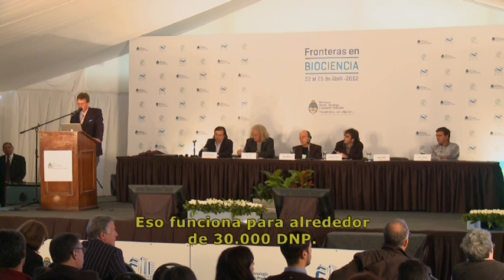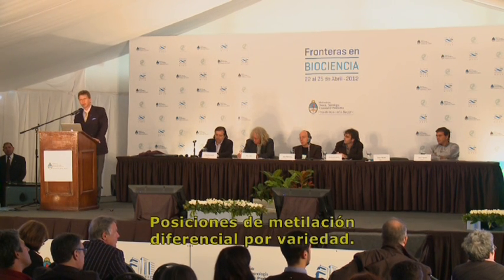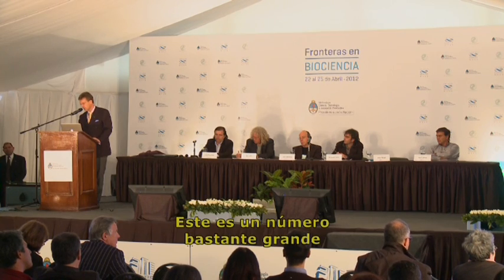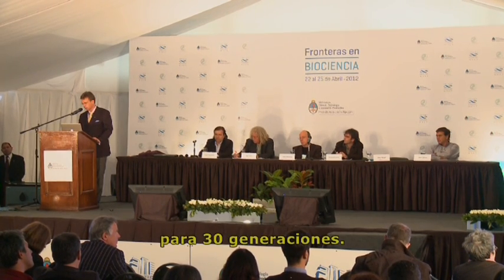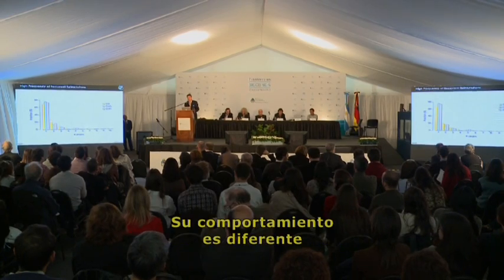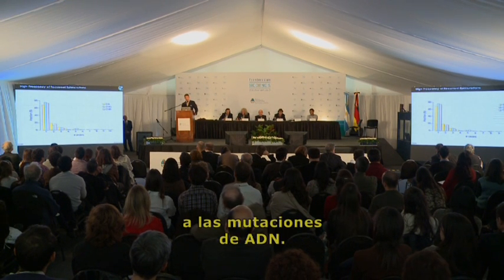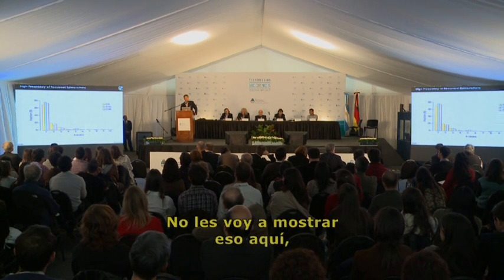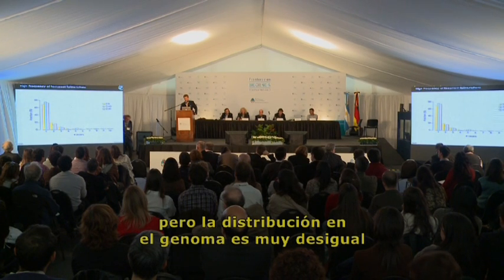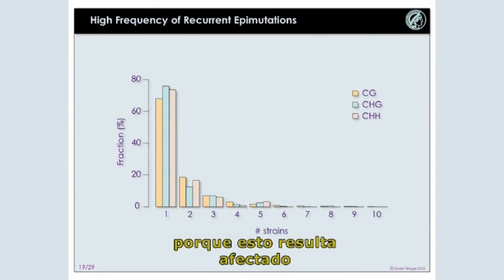100,000 DMPs, differentially methylated positions per strain. So this is actually quite a large number after only 30 generations. Now they do behave actually very different from DNA mutations. Not going to show this to you here, but they are very unevenly distributed in the genomes because this is affected by presence of transposons, small RNAs.